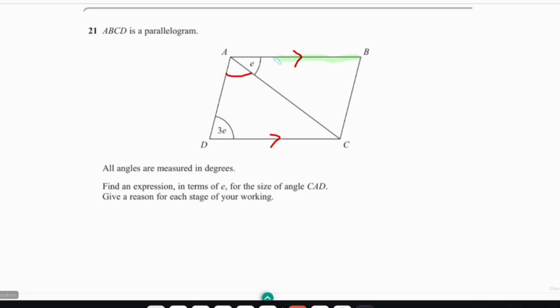Can you see you have a Z angle here? Which means this is also E. So I can say DCA equals E. My reason is I use it as a Z angle. Official name, alternate angles. I also know angles in a triangle add up to 180. So I'm going to write that down.